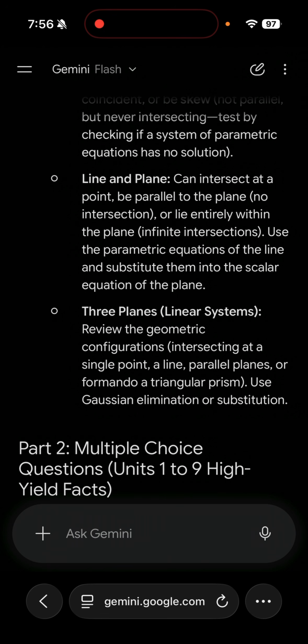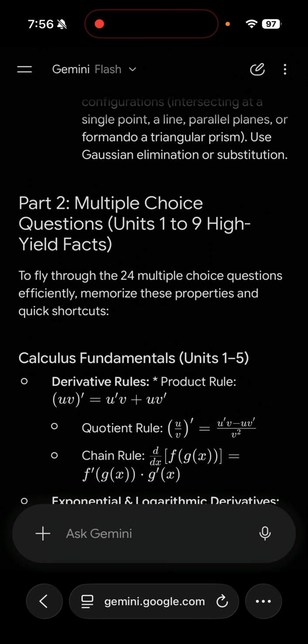3 planes, linear systems. Review the geometric configurations: intersecting at a single point, a line, parallel planes, or forming a triangular prism. Use Gaussian elimination or substitution.